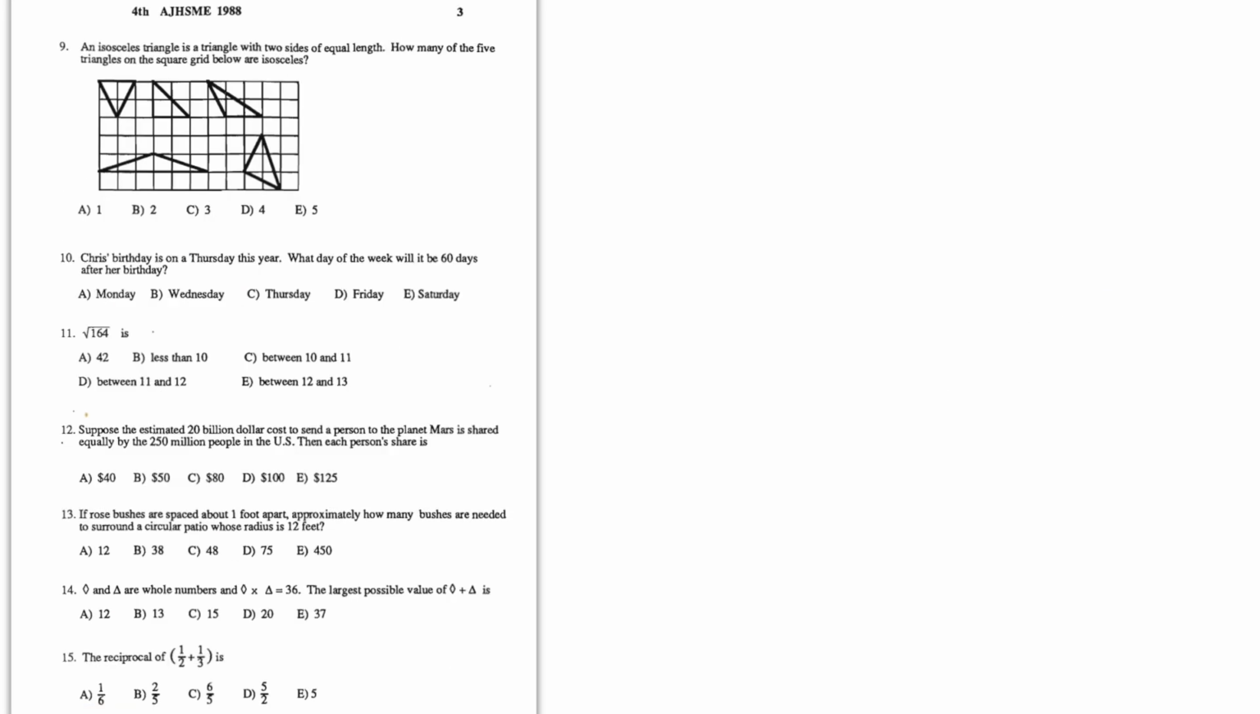Number 9, an isosceles triangle is a triangle with 2 sides of equal length. How many of the 5 triangles on the square grid below are isosceles?